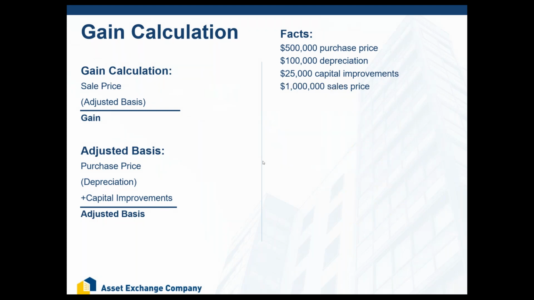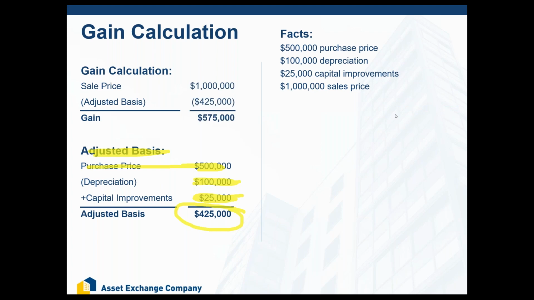So let's do a little bit of math over here on the left-hand side to figure out what our gain is going to be. The first thing we need to do, though, is calculate our basis. And if you passed second grade math, you should be able to follow along. We've got a purchase price of $500,000. We're going to subtract out our depreciation, and we're going to add back our capital improvements to get a basis of $425,000. Using our basis, we're going to calculate our gain very easily. $1 million minus our basis gives us a $575,000 gain.